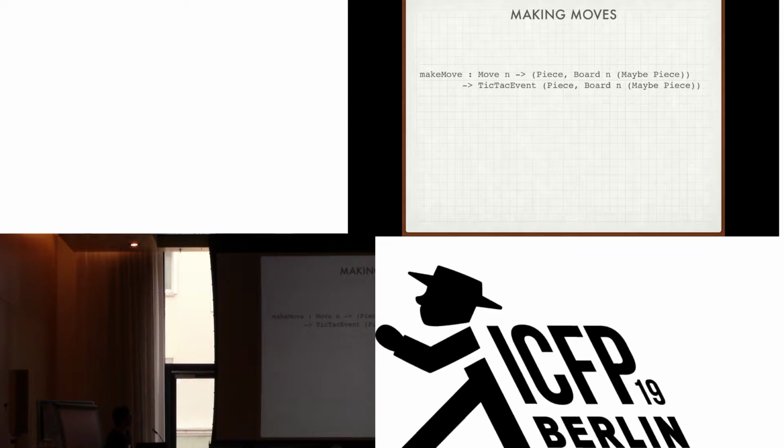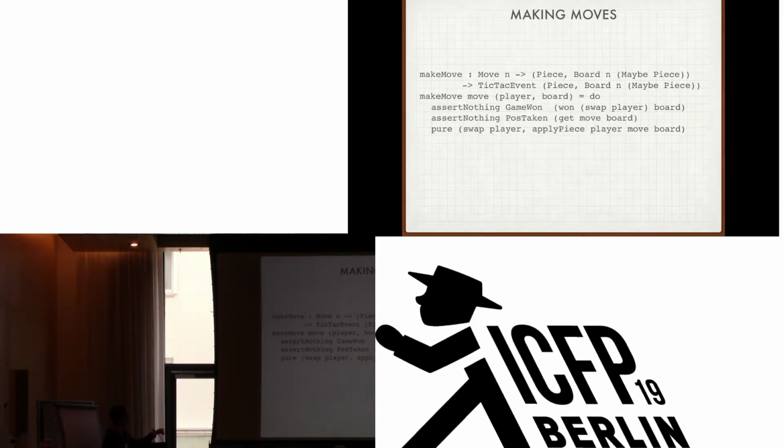So making moves, this is also quite simple. I'm mostly just showing this because it comes up again a bit later. So you have a move, a piece and a board, and then inside an error monad, we also have a piece and a board again, which is just, if everything's gone through correctly, the piece is swapped to X or O, and the board has the new piece applied to it. So that's all that's happening here.